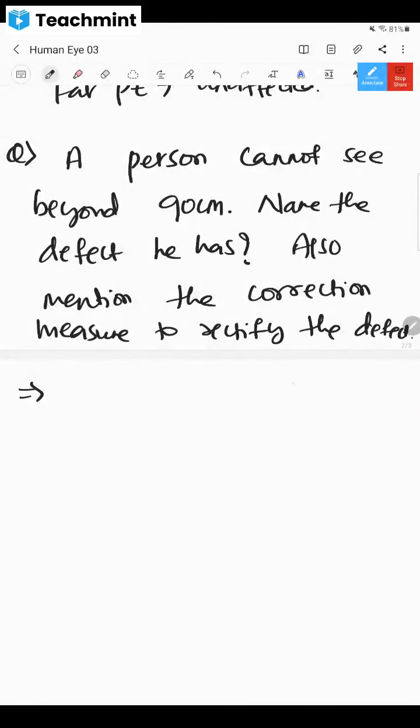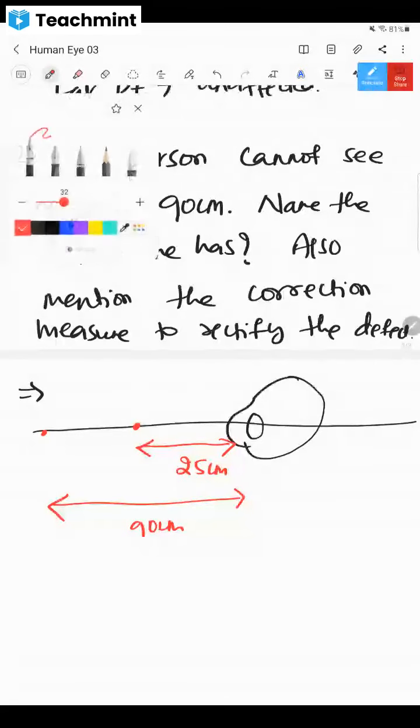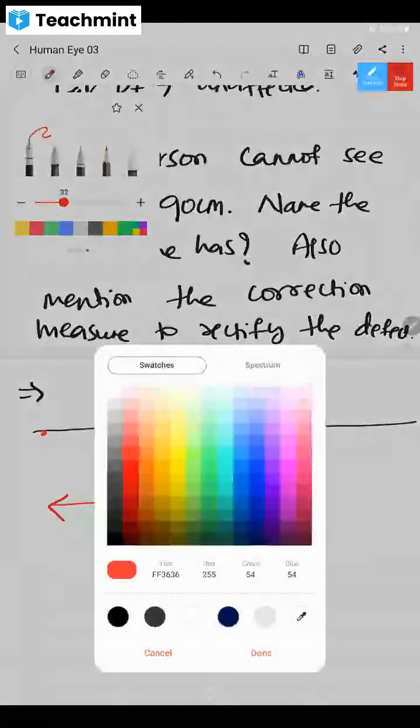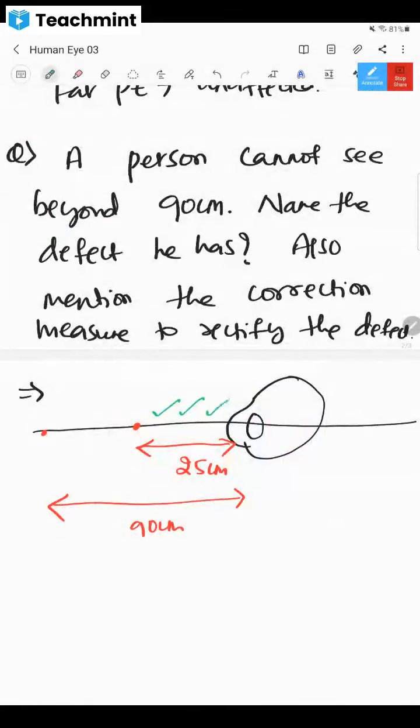Okay, good, myopia you have already told. With the diagram, in a complex situation, diagrams are helpful for you. So this is the eye, and we have the principal axis also. Up to 25 centimeter, definitely he is seeing, and up to 90 centimeter he is seeing. I will take green color here. So he is able to see all this.